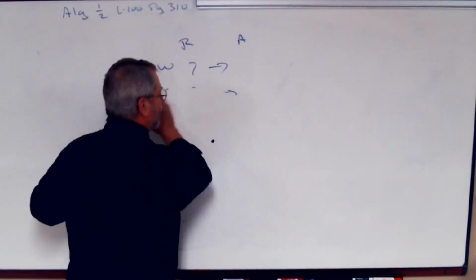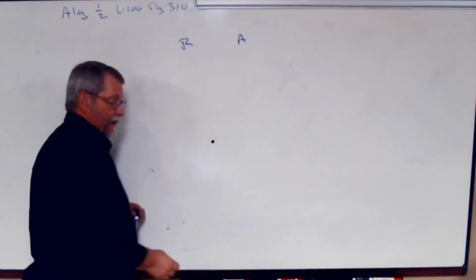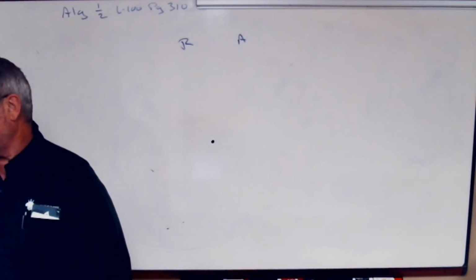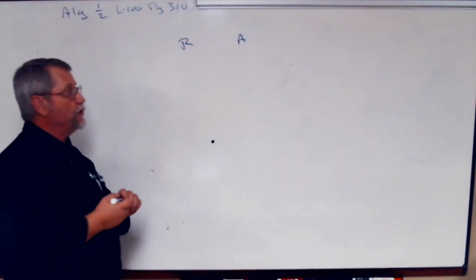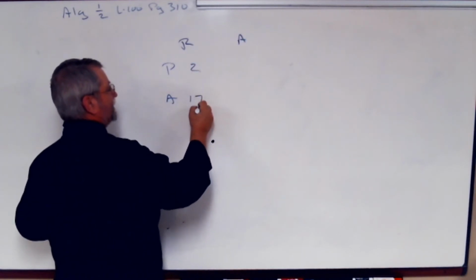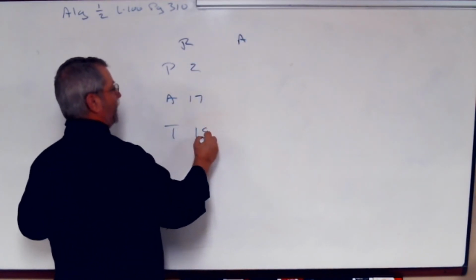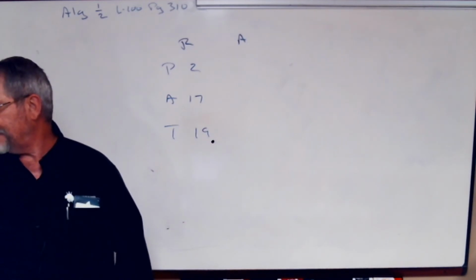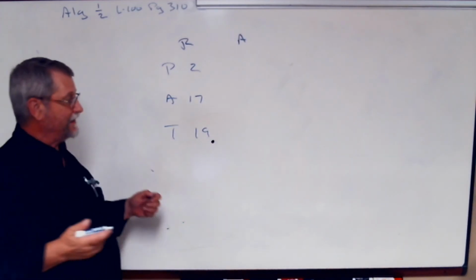I'm going to do the last example. Just set it up. When the race began, the ratio of professionals to amateurs, 2 to 17. Professionals to amateurs, 2, 17. Total would be right around 19, all right? 3,800 racers, that's a total.